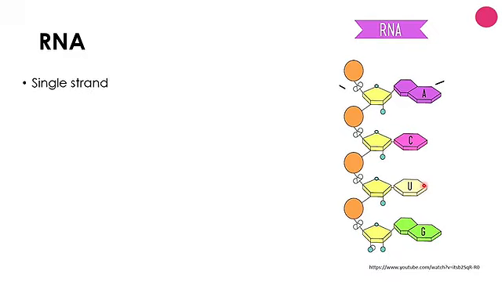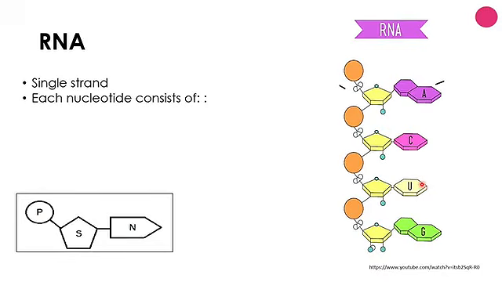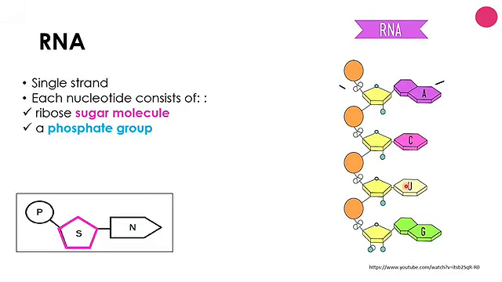Right, so RNA is a single strand. That's another difference of RNA compared to DNA, which was a double strand. And then, as I mentioned, this nucleotide again is made up of a sugar, a phosphate, and a nitrogenous base. This nucleotide is made up of a ribose sugar, phosphate group, and then nitrogenous base.